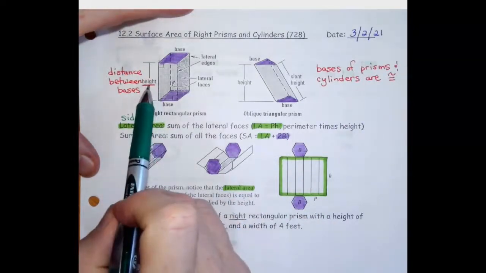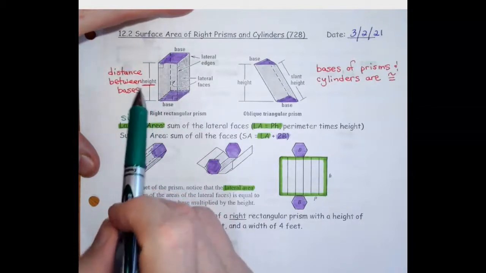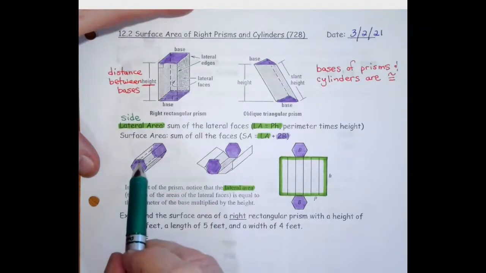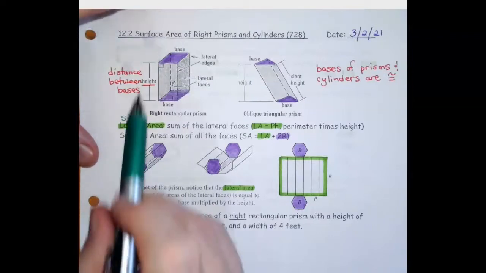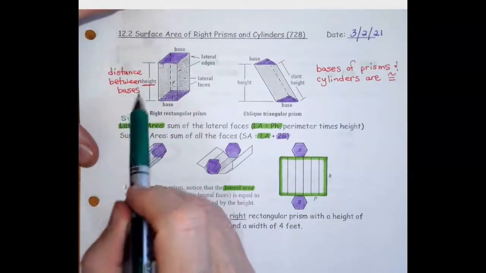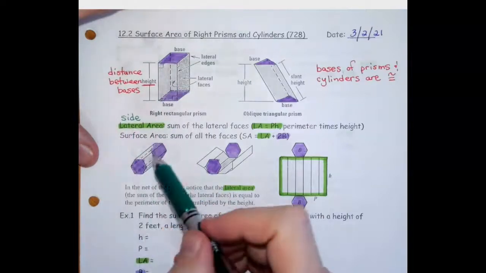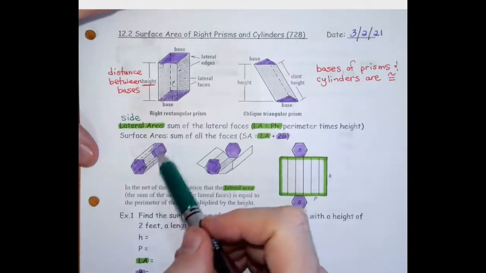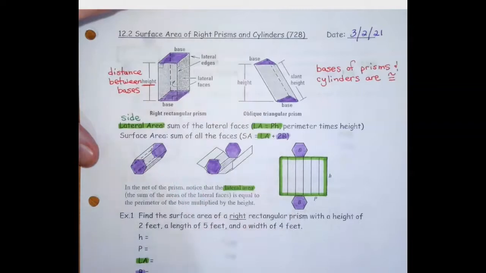Okay, the height. Now, the height of the prism, some students get confused. Some students look at this and they think the height is right here. That's not the height of a prism. The height of a prism is defined as the distance between the bases. So the height of this prism is actually the distance between these two hexagons.